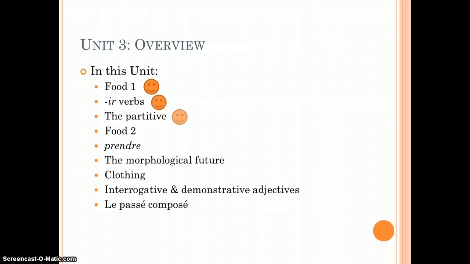We've just finished 2 more objectives for this unit. When we reconvene, we will study the second part of food and expressions and also the irregular RE verb prendre.